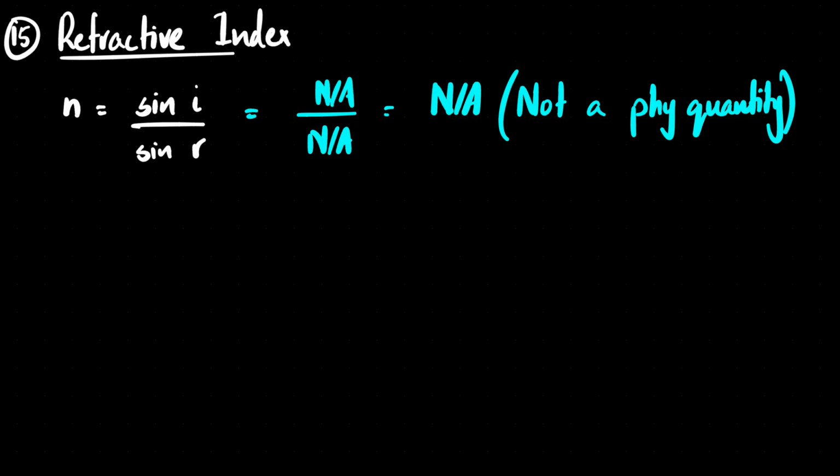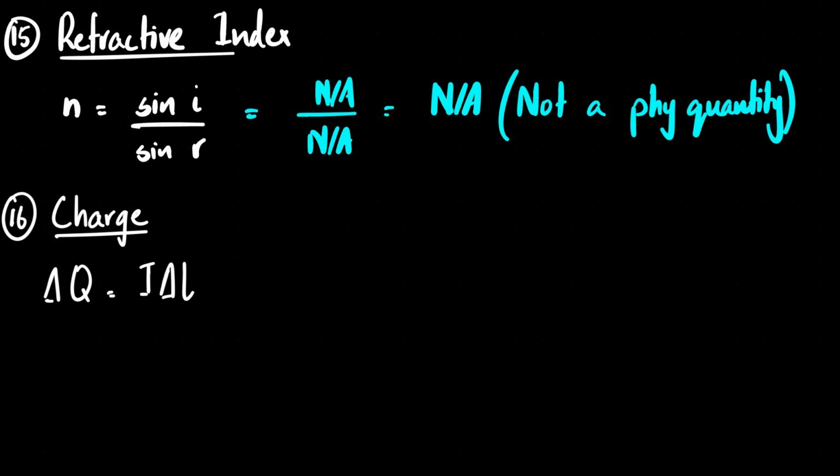Alright, next one. Alright, 16. Now we're on to electricity. So we already know electric current is a base quantity. So how do we define charge? Now current is defined as the rate of flow of charge, so I can say the charge flowing is the product of current and the time for which the charge flows. And now for this I know that the current is in amperes, time is in seconds, so this is the unit of charge.